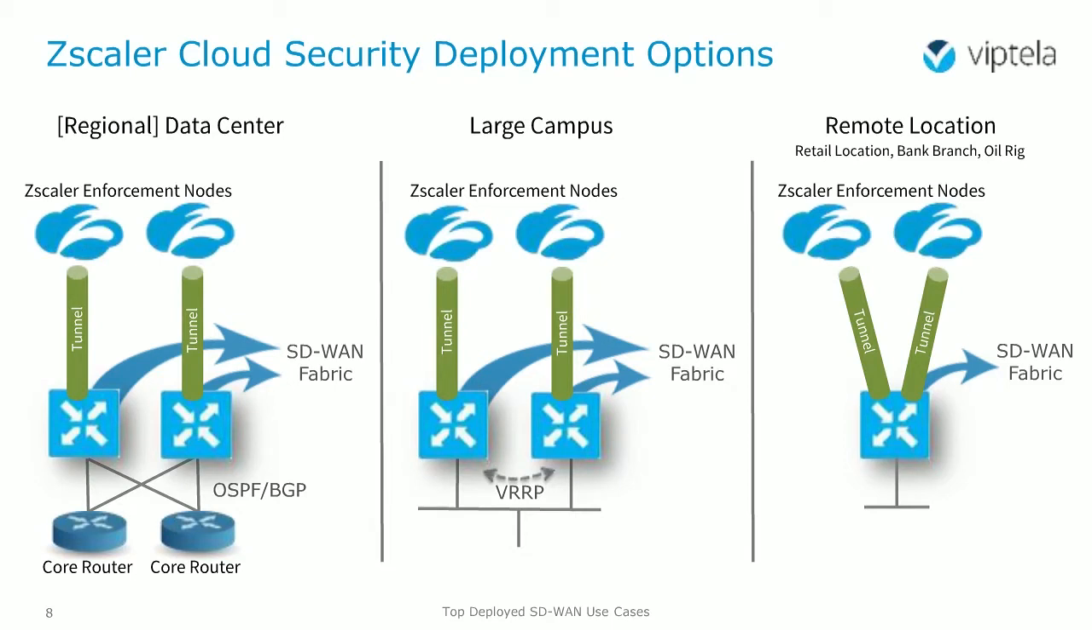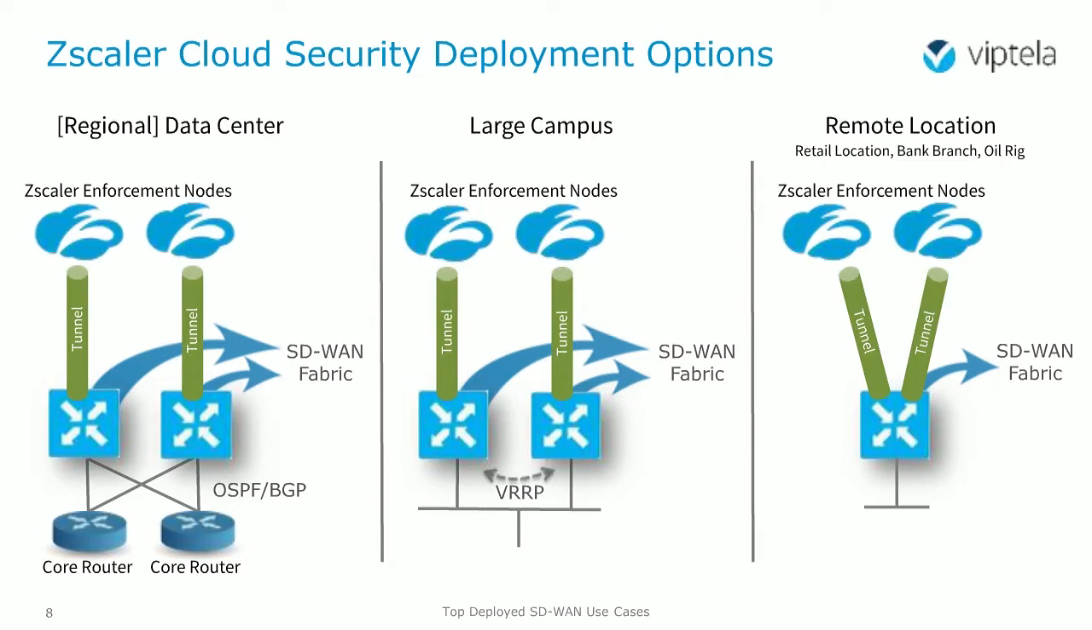The mid one is the large campuses, where what you can see is large or mid-sized campuses, and it's very similar to the drawing on the left. The only difference is basically the LAN side of the integration. Instead of using routing protocols, it uses gateway redundancy protocols such as VRRP for high availability. And again, you have tunnels in redundant fashion that are provisioned into the Zscaler enforcement nodes.